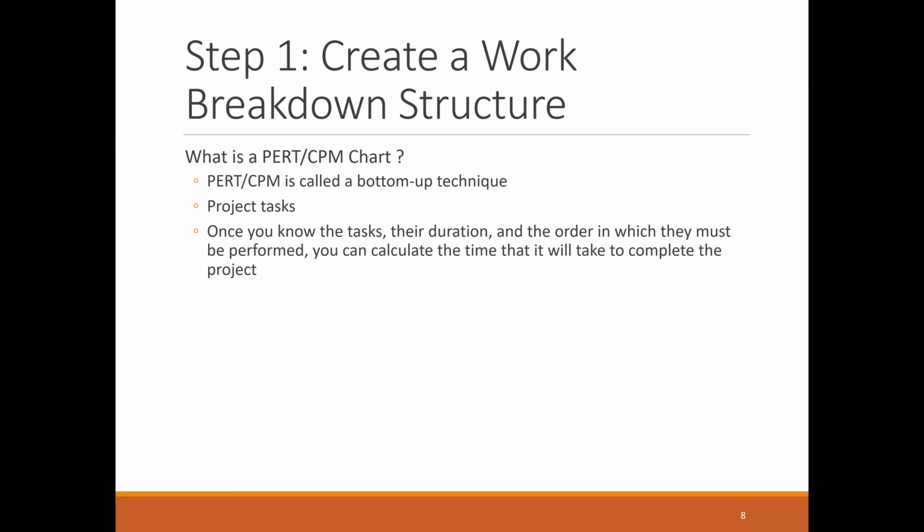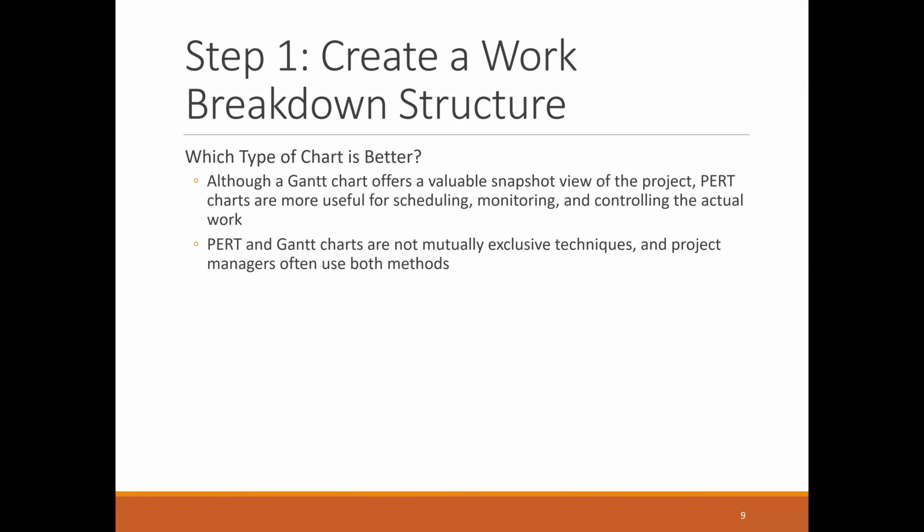Because when we know the details of each task, we can combine all of them, and then you will know the time to complete the whole project. So, which type of chart is better? Although a Gantt chart offers a valuable snapshot view of the project, PERT is more useful for scheduling, monitoring and controlling the actual work, because if some of the tasks need to be extended, PERT will make it easier to see the impact of that task over the whole project. So that's why it's good for monitoring.